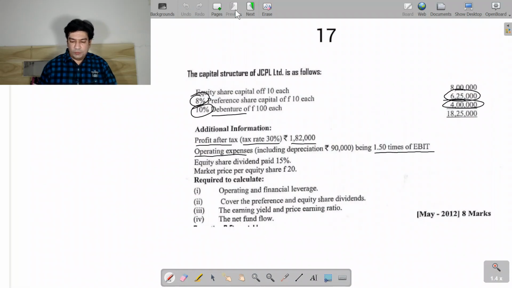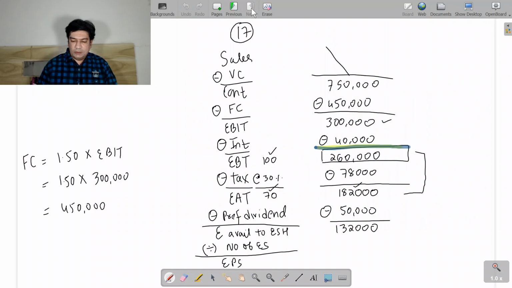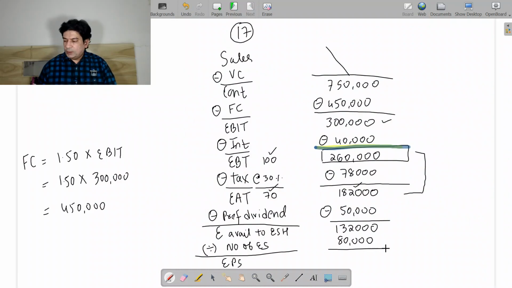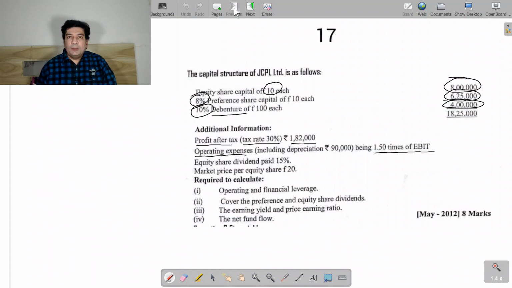Now I need to find the number of equity shares. So 8 lakh when I divide by 10, so 80,000 is the number of equity shares. So 1,32,000 divided by 80,000 shares, so 1.65 is my earning per share. So I'm able to prepare the entire statement right now.